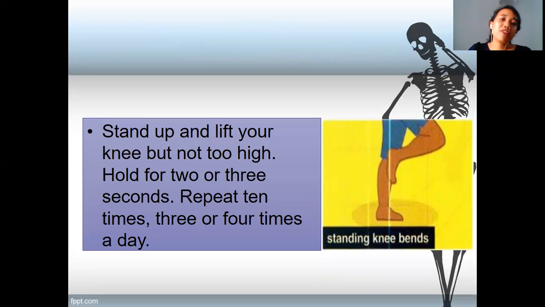And then standing knee bend. Standing in here means you have to stand up and lift your knee, but not too high. Hold for 2 or 3 seconds. You can see the picture. Hold your knee for 2 or 3 seconds and then repeat it for the next leg.